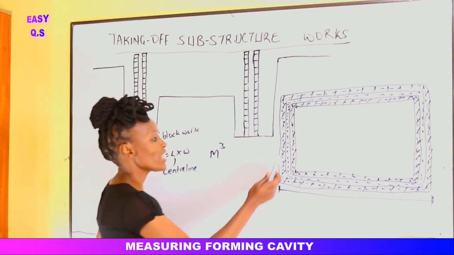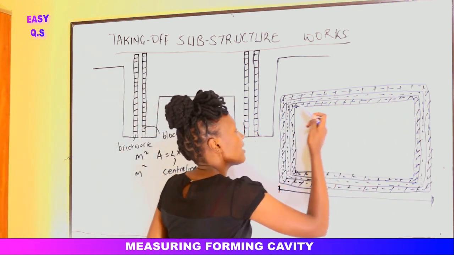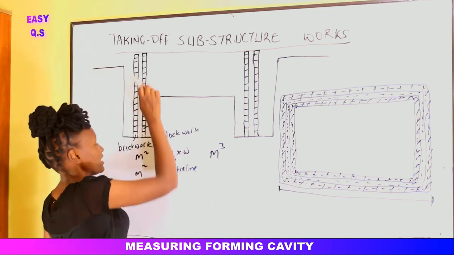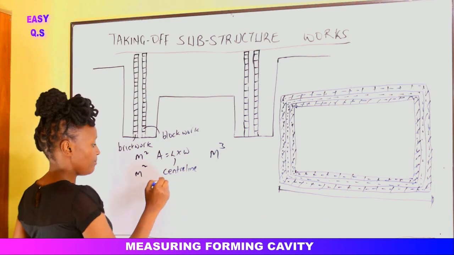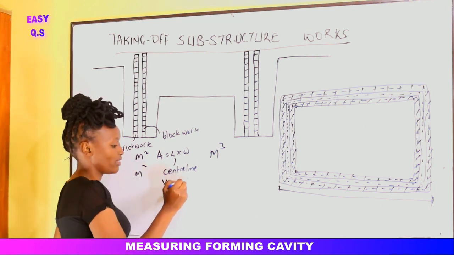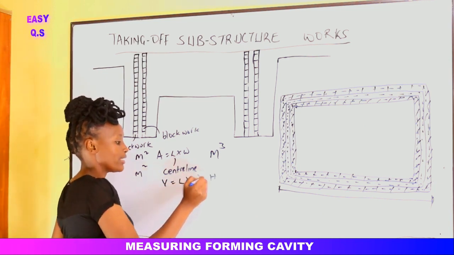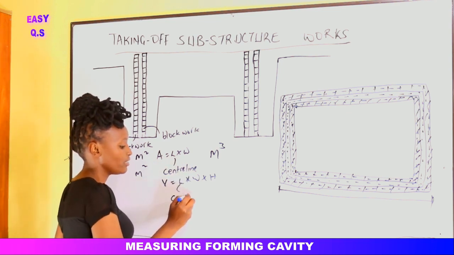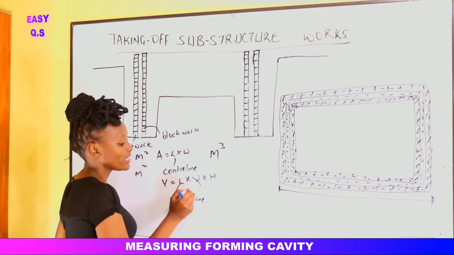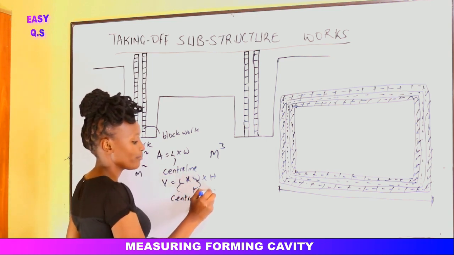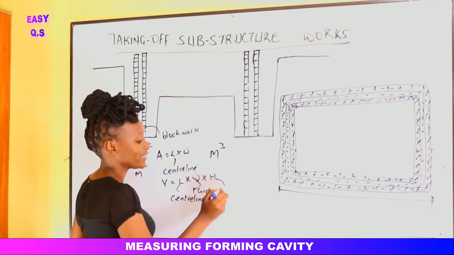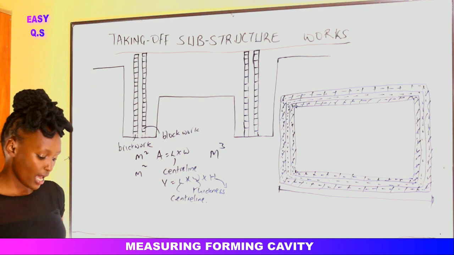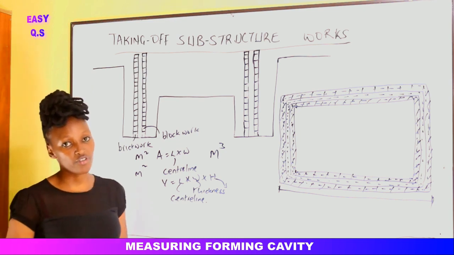We shall take the center line of the cavity, we multiply by the thickness of the cavity, then we multiply by the height of the cavity. So volume is equal to length times width times height. So the length is the center line of the cavity. This one is the thickness of the cavity. This one is the height of the cavity. Alright? So that one is filling the cavity with concrete.